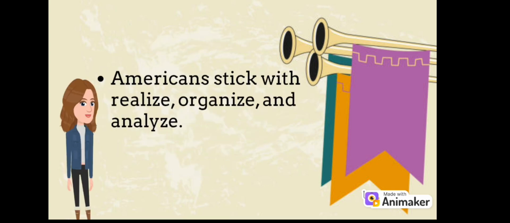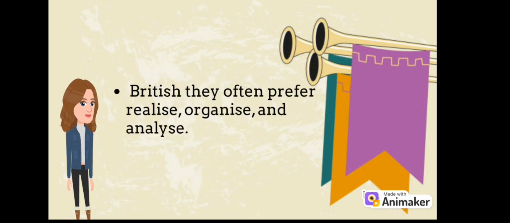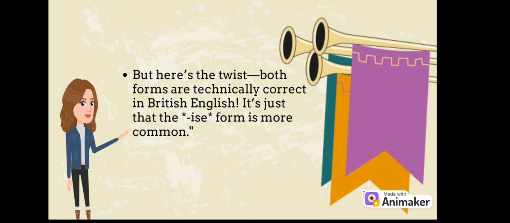Next up, verbs ending in ize or ise. Americans stick with realize, organize, and analyze. Brits? They often prefer realise, organise, and analyse. But here's the twist, both forms are technically correct in British English. It's just that the ise form is more common.